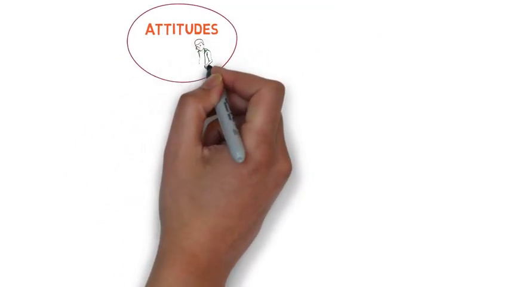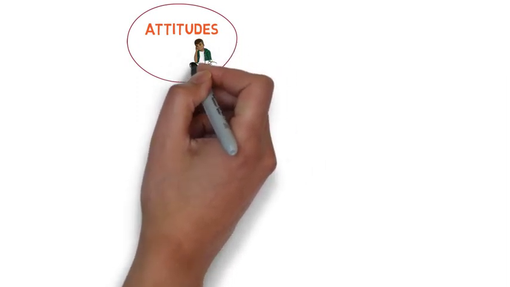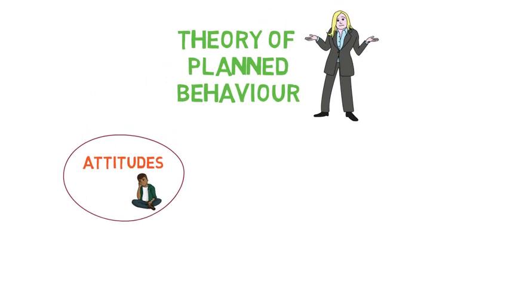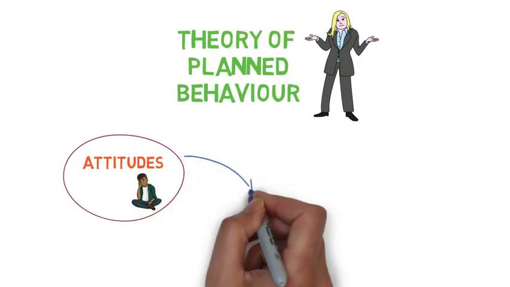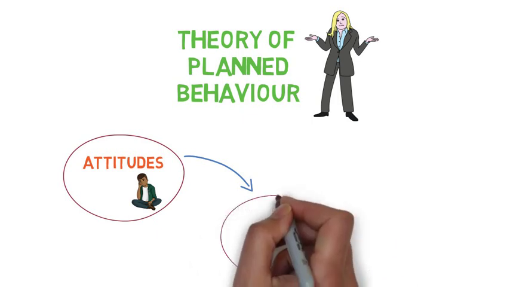So the key component of the model is behavioural intent. It's all about the intention. And it was recognised that behavioural intentions are influenced by the attitudes about the likelihood that the behaviour will have an expected outcome.